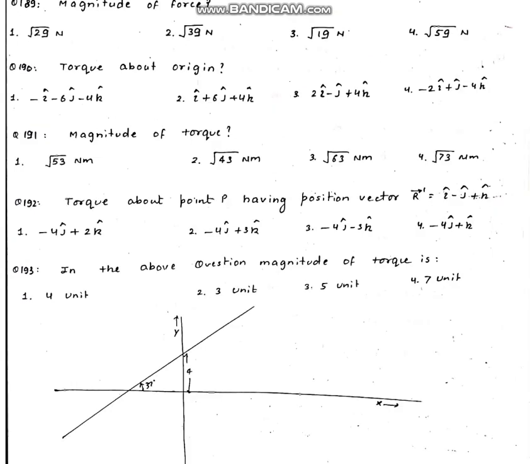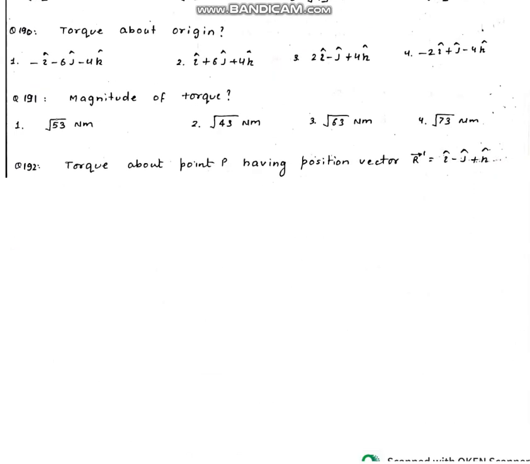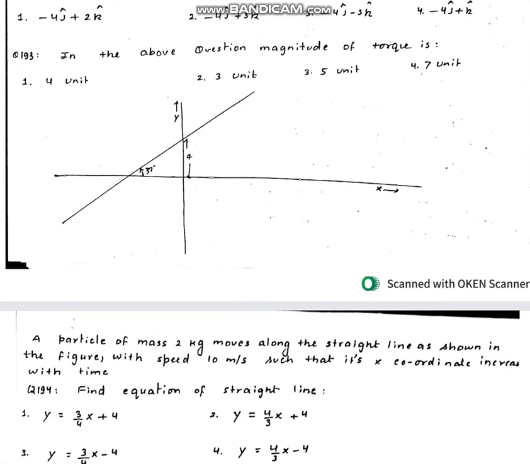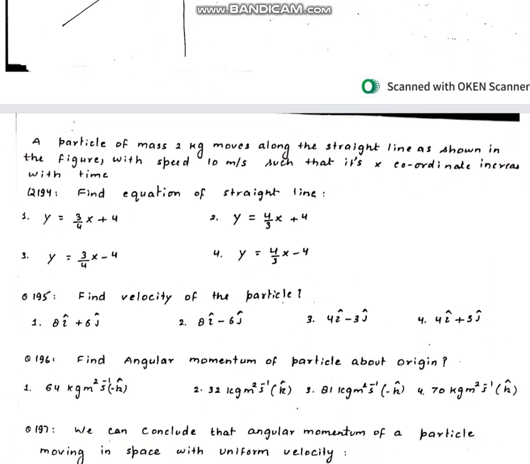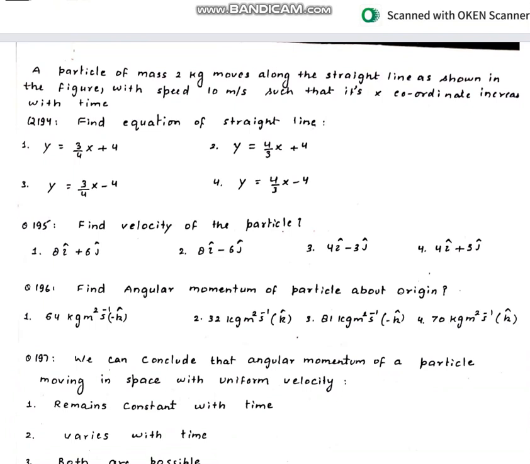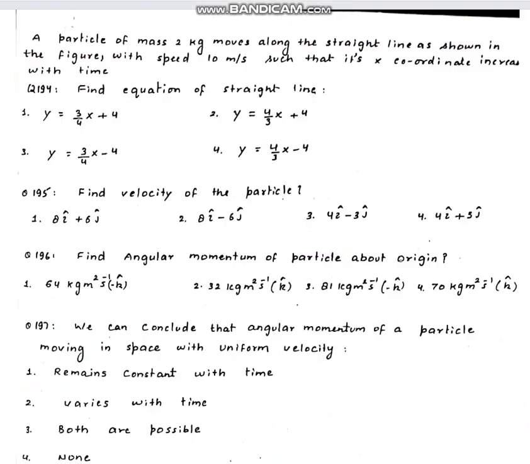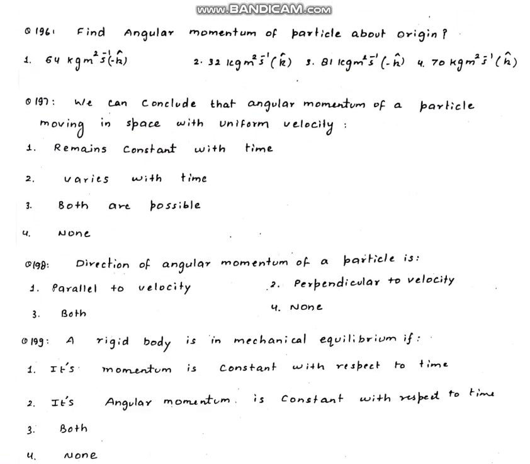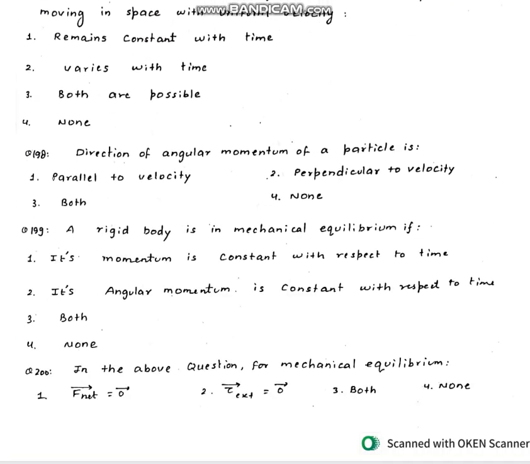We are asked force, magnitude, torque, magnitude of torque, torque about another point whose position vector is given, then magnitude of torque. Then we are given a question about a particle moving along a straight line with a certain speed, and the x coordinate increases with time, the graph of that is given. We need to find the equation of trajectory, velocity, angular momentum, conditions on angular momentum, direction, conditions for mechanical equilibrium.